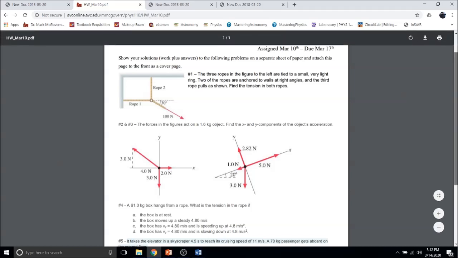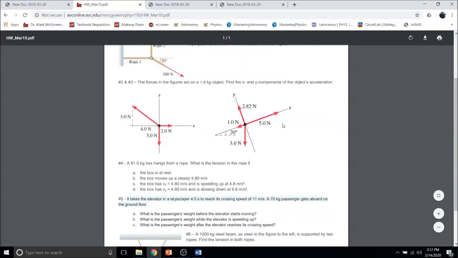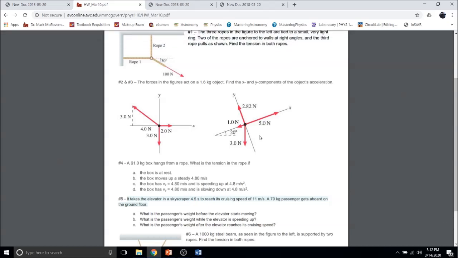2 and 3, these are both situations where you have the masses. So the free body diagrams are basically done for you. It's a matter of just creating components and trying to add them up. If they add up to 0 or close to 0, then you can say it's 0. Like for example, in the one on the right here, the forces along the y direction are intended to cancel out.